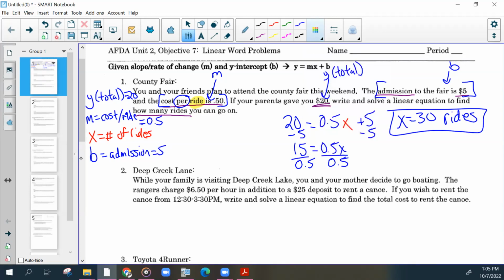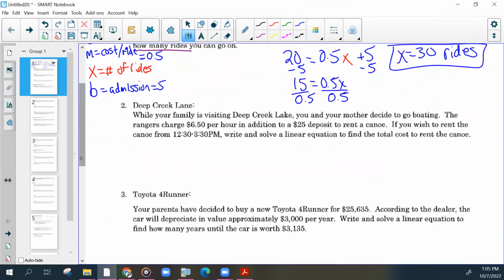Number 2. While your family is visiting Deep Creek Lake, I don't know if this is a real lake or not, you and your mother decide to go boating. The rangers charge $6.50 per hour in addition to a $25 deposit to rent a canoe. If you wish to rent the canoe from 12:30 to 3:30 p.m., write and solve a linear equation to find the total cost to rent the canoe.